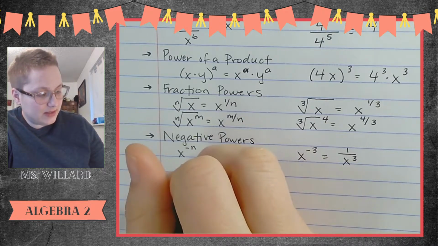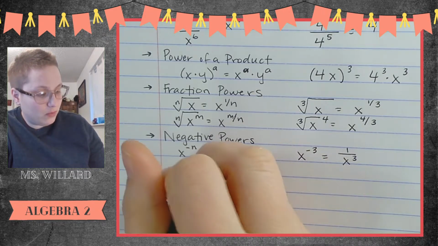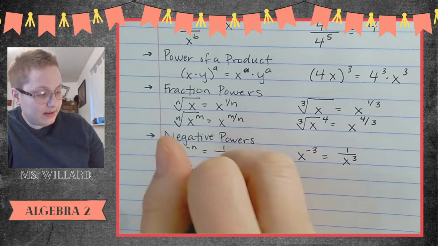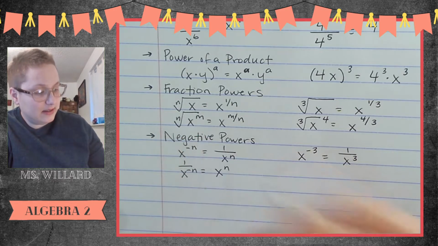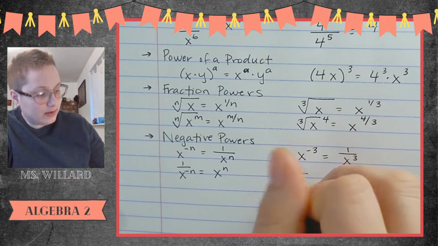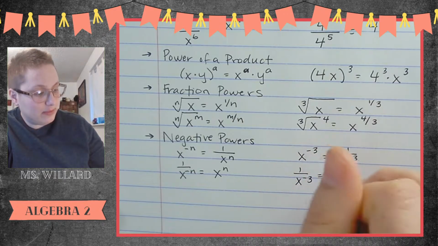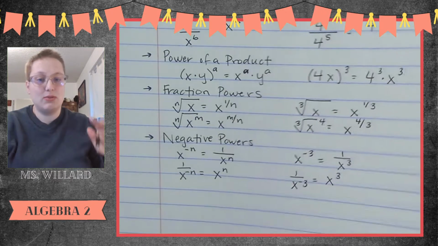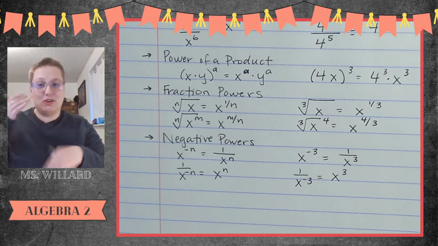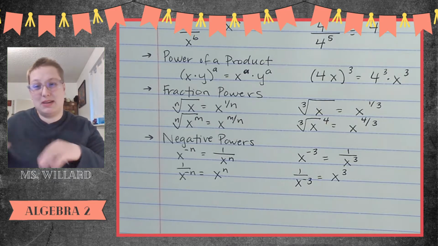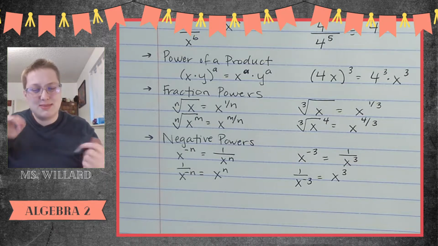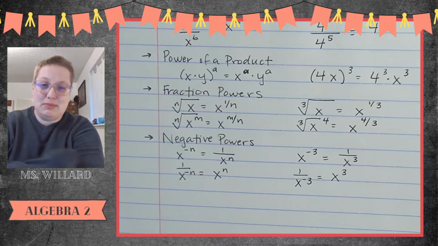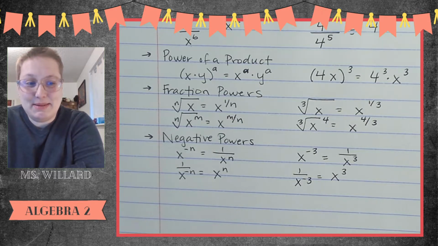Here's the opposite version of that too. If I had 1 over x to the negative n, that would be x to the n. So if I had 1 over x to the negative 3, that would be the same thing as x to the third. So negatives become fractions and vice versa. Like negative fractions become positive non-fractions. That's the hard one for people, and I'm not sure I'm making myself clear here.